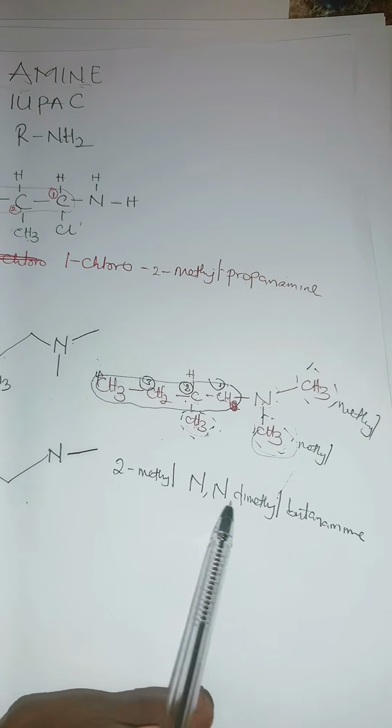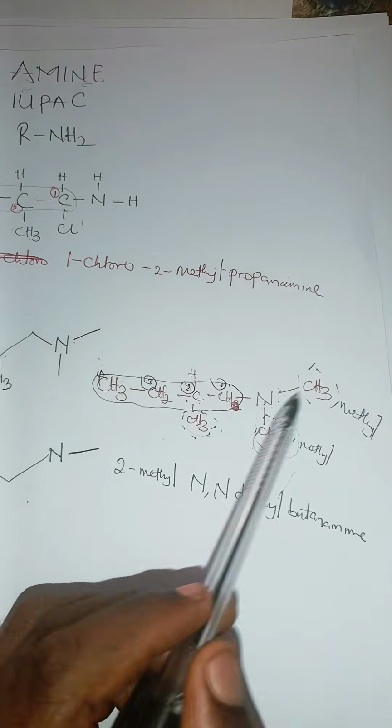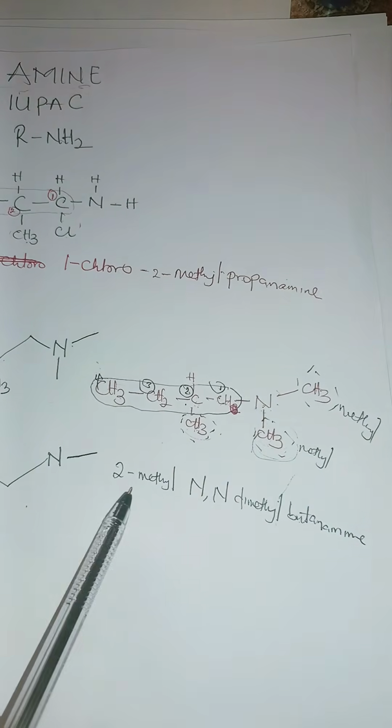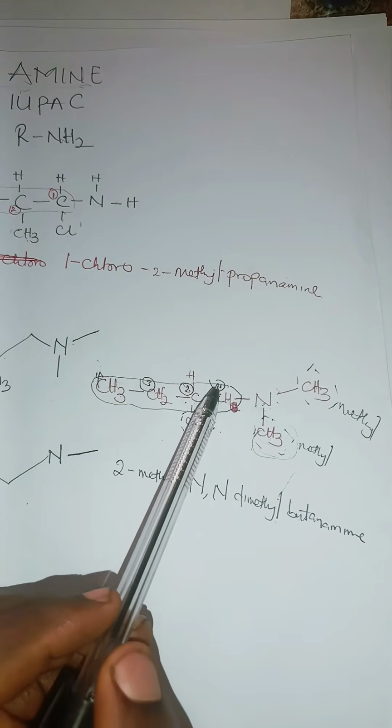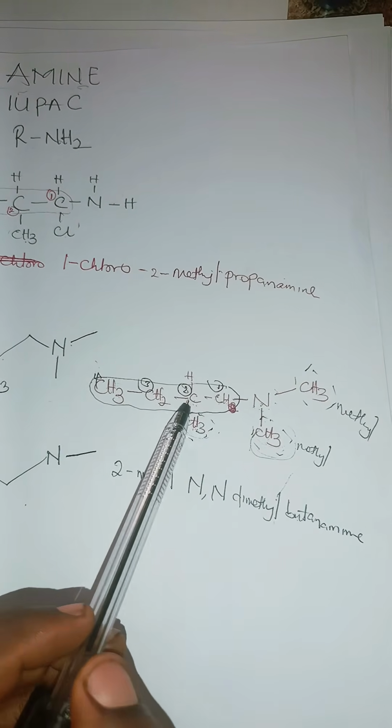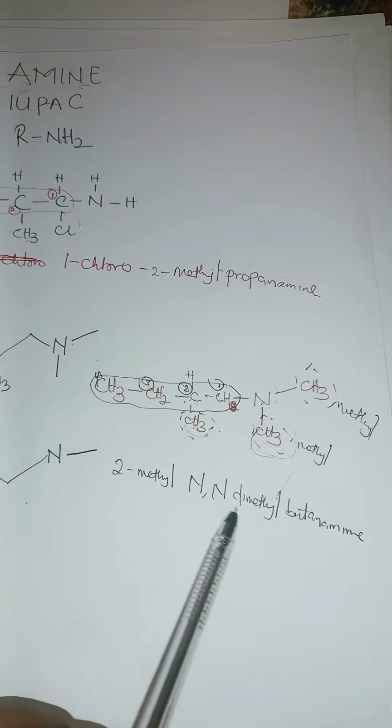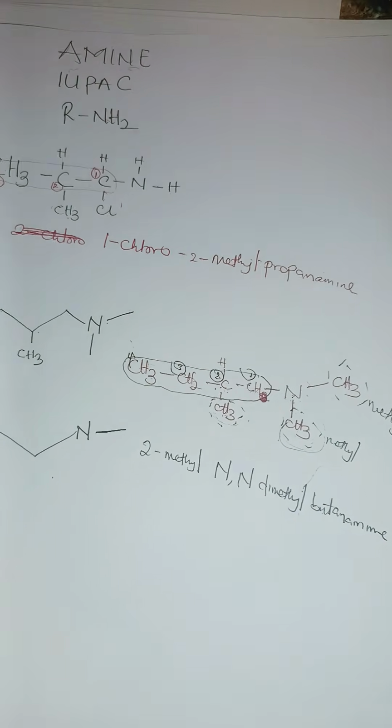Then you saw N,N-dimethyl. It means there are 2 methyl that is on the nitrogen. Then you saw 2-methyl. 2-methyl means one of the methyl is on carbon 2 and the other 2 were on nitrogen. I think that is clear.